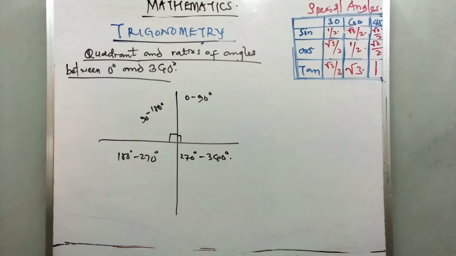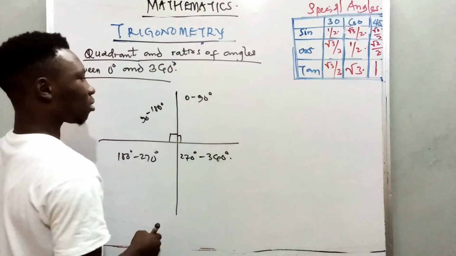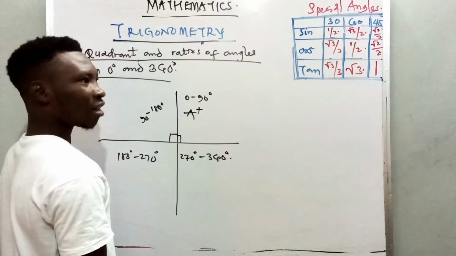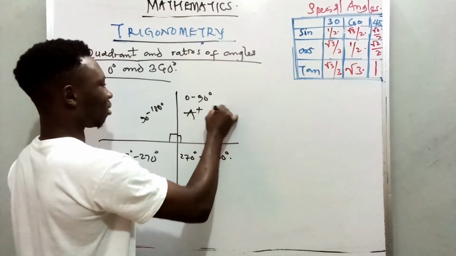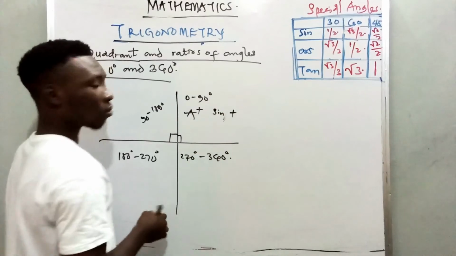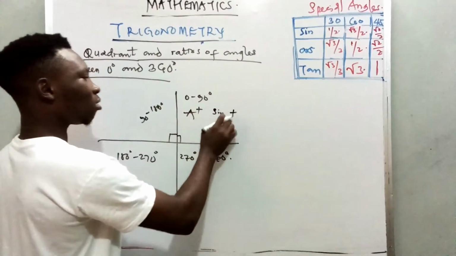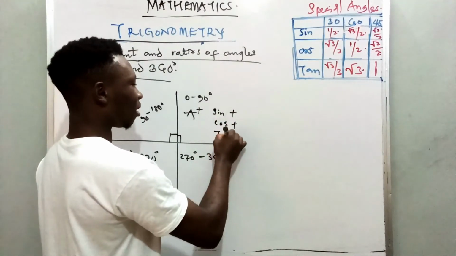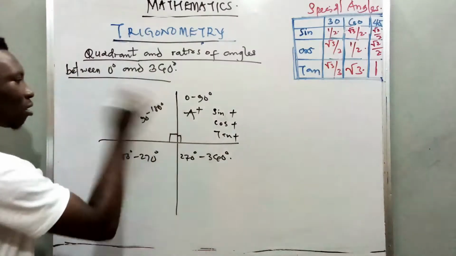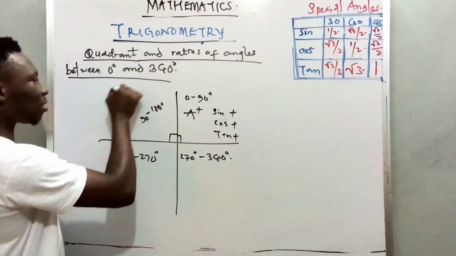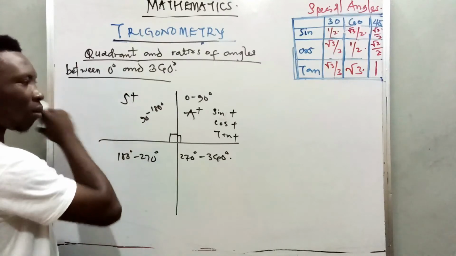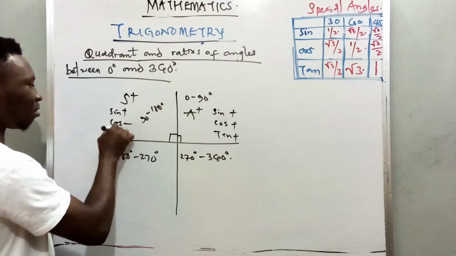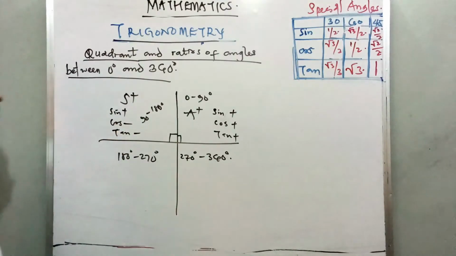Now, this being a quadrant, in our first quadrant we have all as positive. When I say all as positive, that means sine is positive in your first quadrant, that is from 0 to 90. Every number under sine is positive. Cos is positive and tan is positive. But in your second quadrant, only sine is positive. So sine here is positive, cos here is negative, tan here is negative.